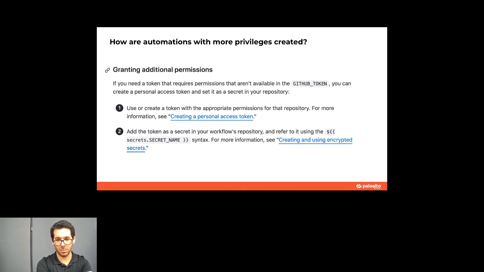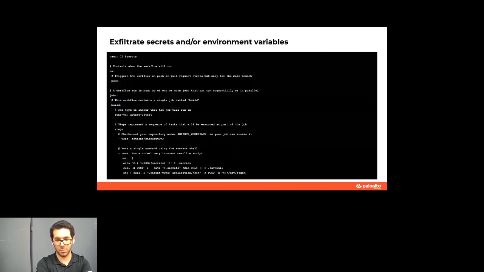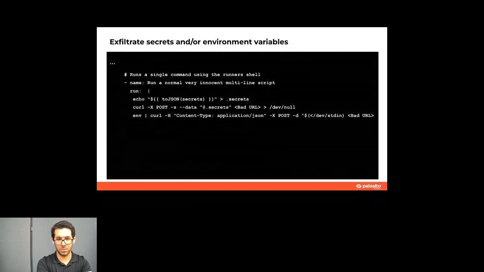And so here's the big finish. Now, this is very small, so I'm going to zoom in and show an example of what I could do in a workflow. The first one is me echoing all of those secrets, so that token, into a file, and then I send that file to myself, just like I did before with the environment variables, out to my malicious webhook.site.